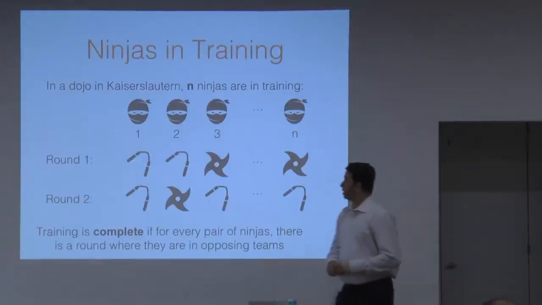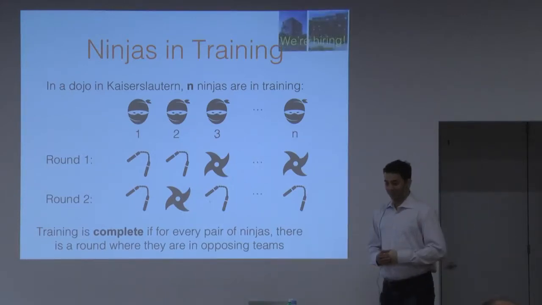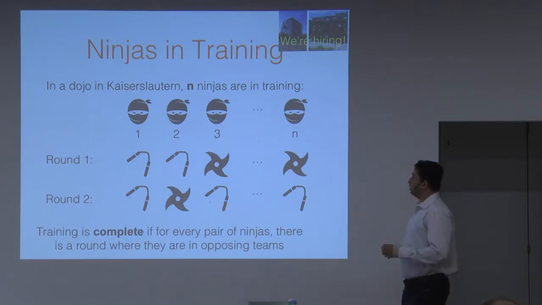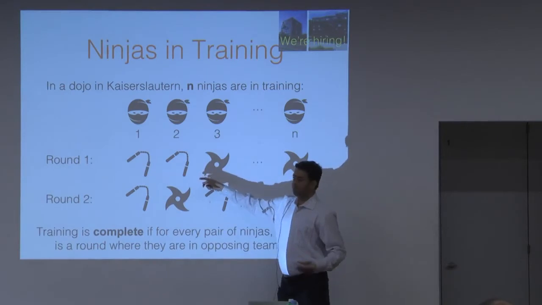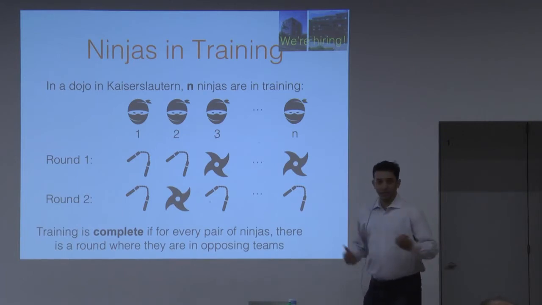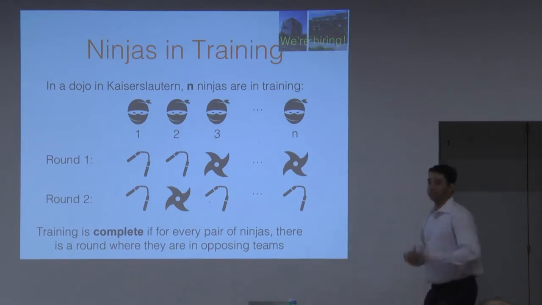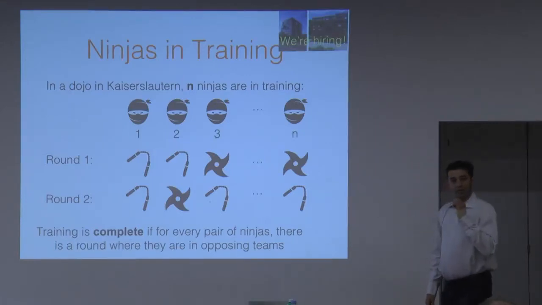So the first puzzle is called Ninjas in Training. In a dojo in Kaiserslautern, there are n ninjas who are in training. And the way the training goes is as follows. In each round, there are two kinds of weapons. Some ninjas are given this nunchuck, and some other ninjas are given this black bolt. And then they fight against each other. And then in the second round, they're again given some of these weapons, and they again fight with each other. And what you would like to say is that the training is complete if for every pair of ninjas, you have at least one round where they have been fighting with each other, in opposing teams.